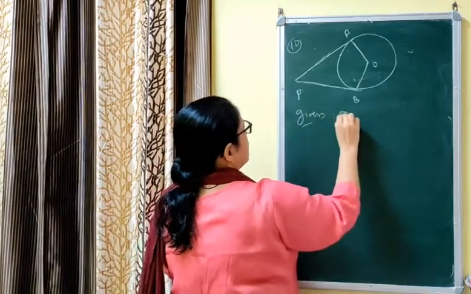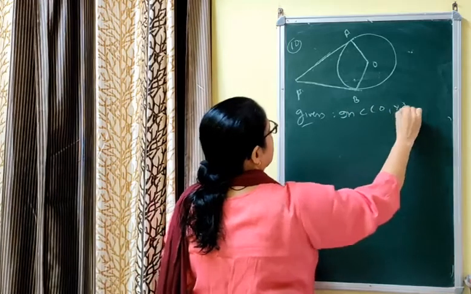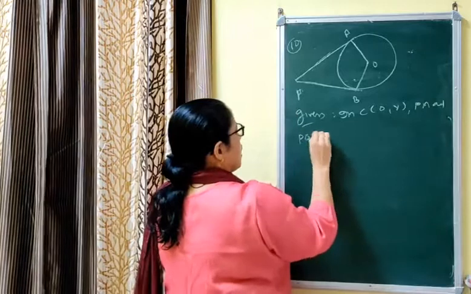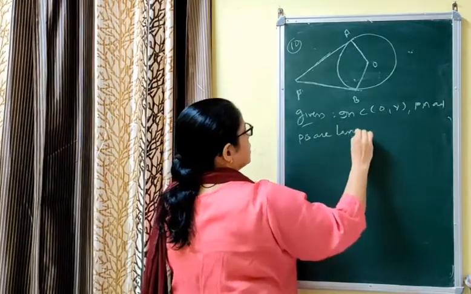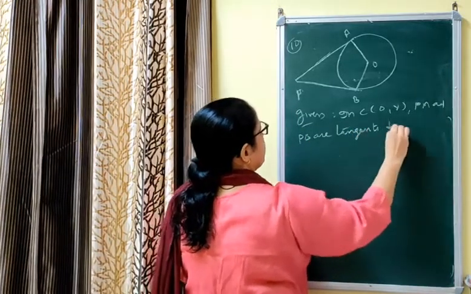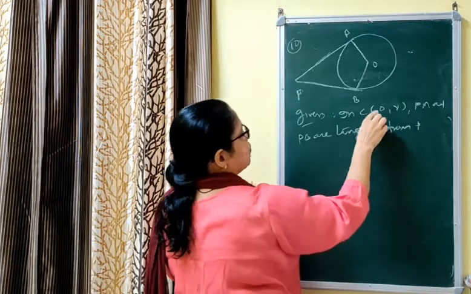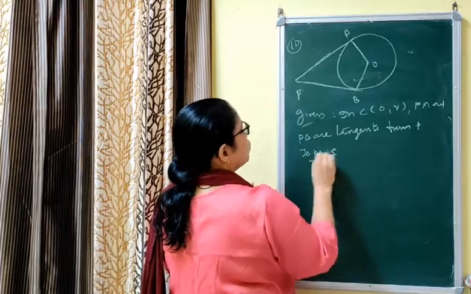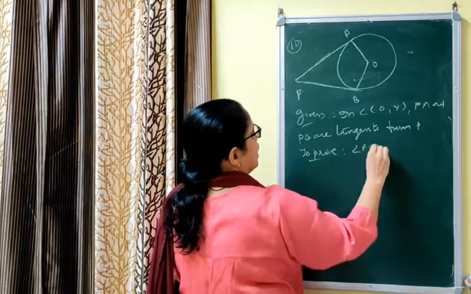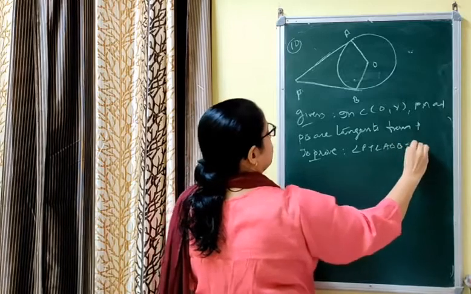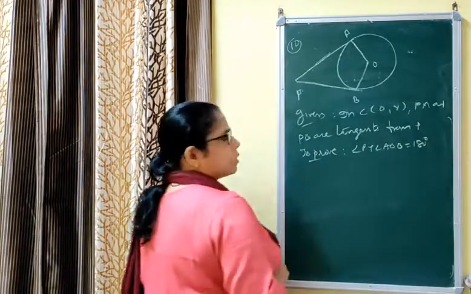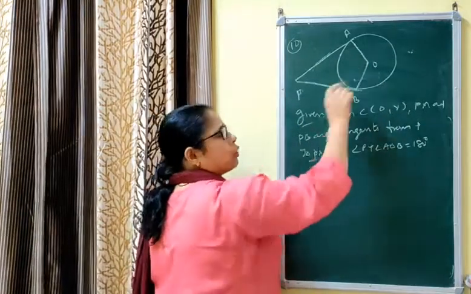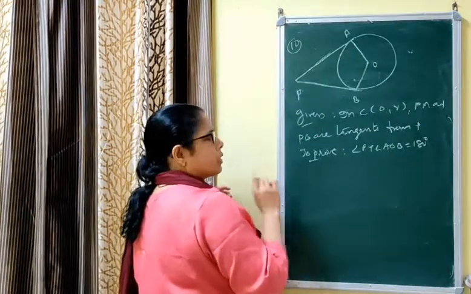Then what is given? Given in the circle C(O, R), PA and PB are tangents from P. C(O, R) means circle with center O and radius R. To prove, what do you have to prove? You have to prove that angle P plus angle AOB is equal to 180 degree. In a construction, if you want, you can write join OA and OB. Without joining OA and OB, this angle will not be formed, so no need of any construction. Proof.